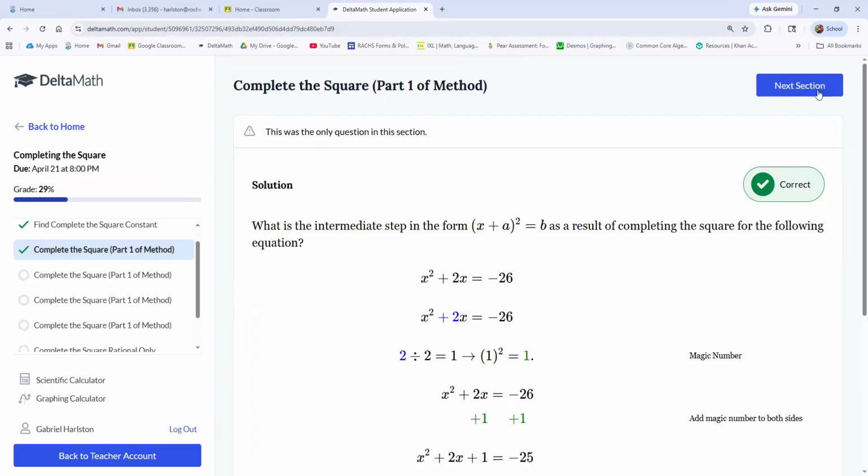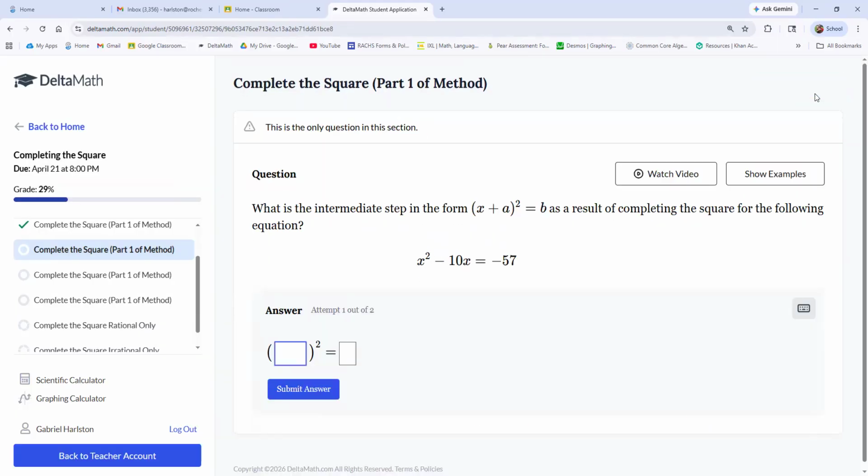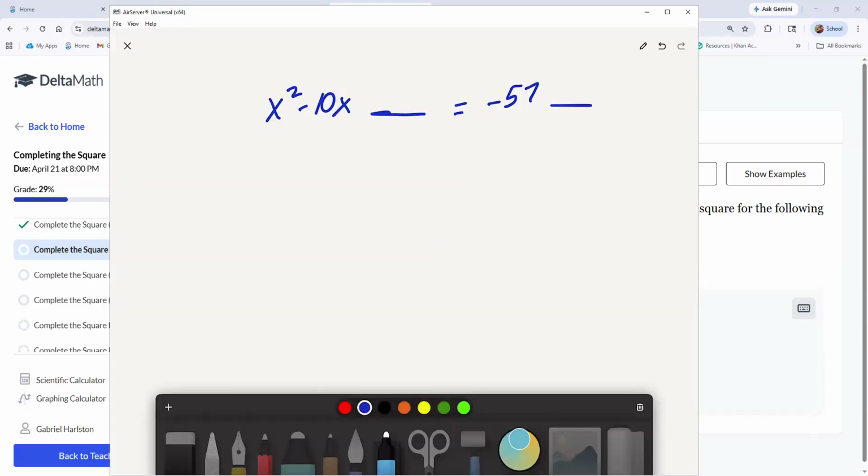All right, let's do the next one. Same idea. We've got x squared minus 10x equals a negative 57. Now, let me jump over to my iPad. Notice I always leave a spot in here because I know I'm going to be adding something to both sides to complete the square. So the b term is a negative 10. So I take half of that, so that's going to be a negative 5. And then I'm going to square that. So a negative 5 squared is going to be a positive 25. So that's what I have to add to both sides.